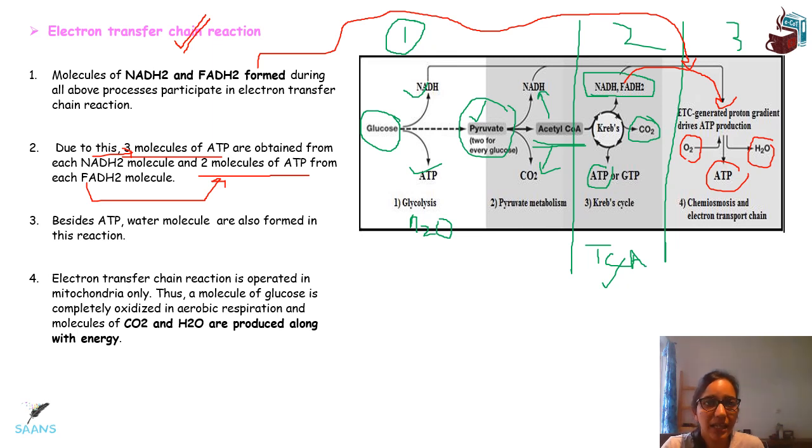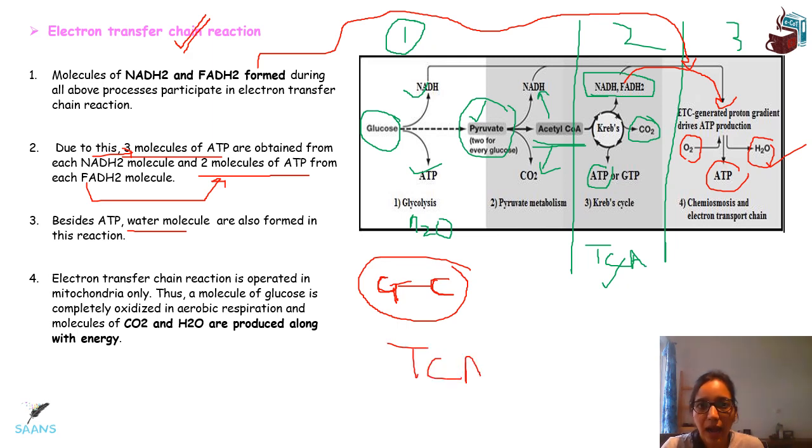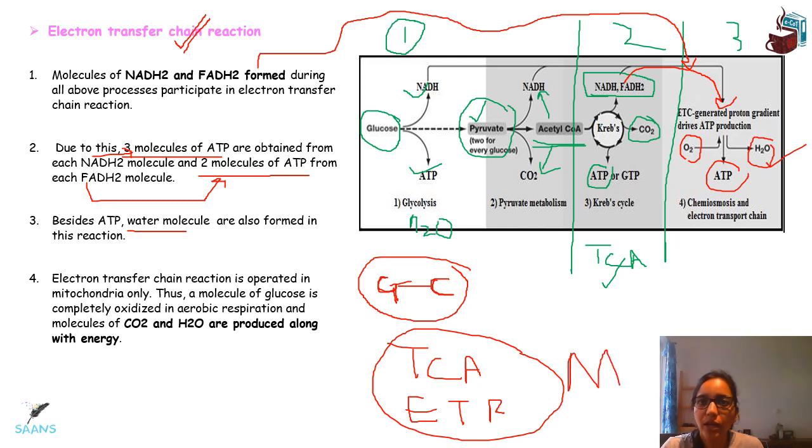Now let's see. Besides ATP, water molecule is also released. As I mentioned, water molecule is also released. Electron transfer chain reaction is operated in the mitochondria only. So see kids, glycolysis is the only one that occurs in cytoplasm. So G and C remember, दोनों का shape remember करो. तो glycolysis in cytoplasm, while your TCA cycle and your electron transfer chain reaction both occur in the mitochondria. Okay, just remember, electron transfer chain reaction is operated in the mitochondria only.